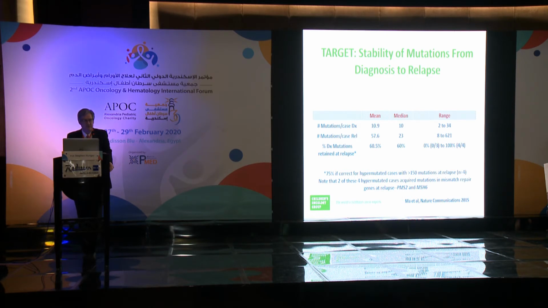Here are very similar numbers to what we saw before, a median of 10 mutations at diagnosis and 23 at relapse. But here you can see the range, particularly at relapse, can go up to very high, 621 mutations. The percent of mutations present at diagnosis that were retained at relapse overall was 60%, ranging from 0 to 100%. But if you correct for the hypermutated cases that had more than 150 mutations at relapse, which were 4 cases, it's 75% of mutations. So the significant majority of mutations present at diagnosis are retained at relapse, but not all of them.